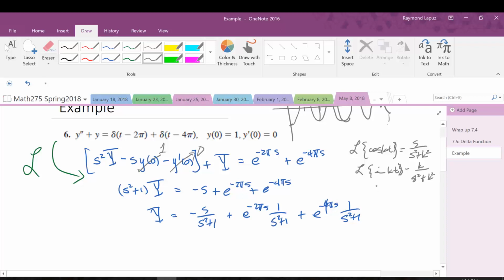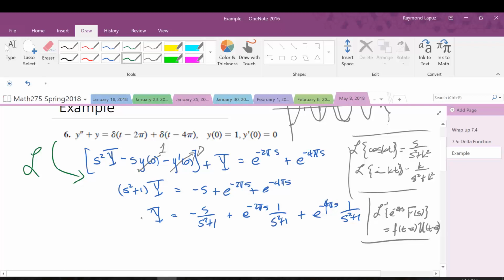And then we have that shift. So the shift is the inverse Laplace of e to the minus as times capital F of s is equal to f of t minus a times u of t minus a. So these are the things that we need. We should be able to go back to the real world now.